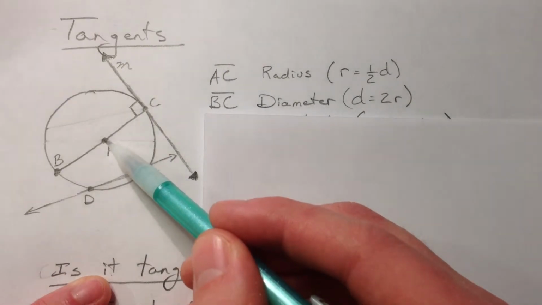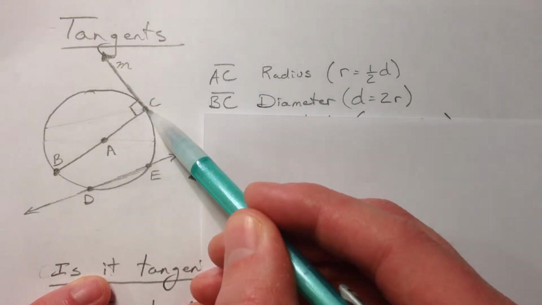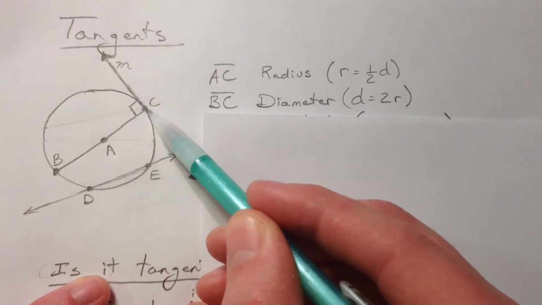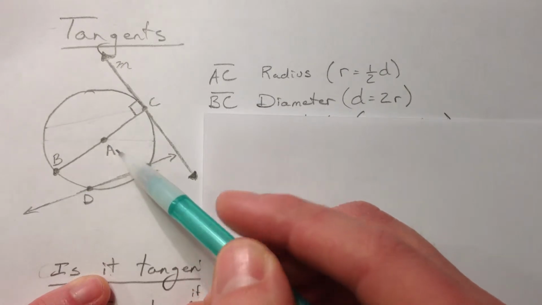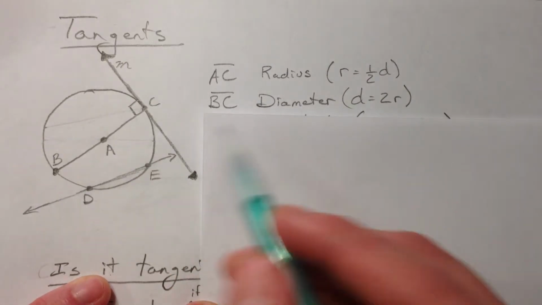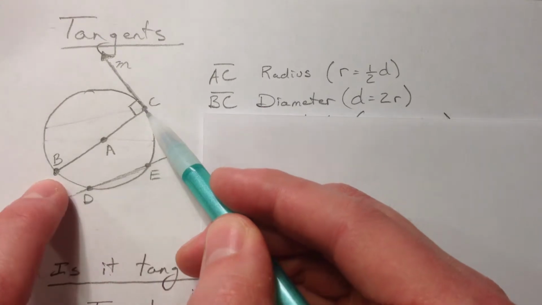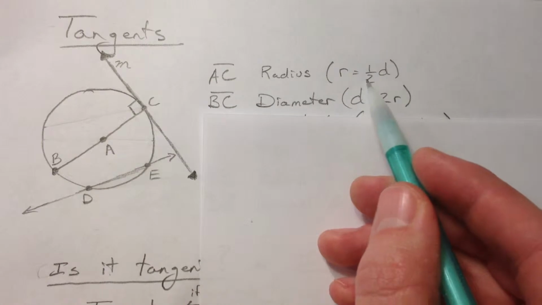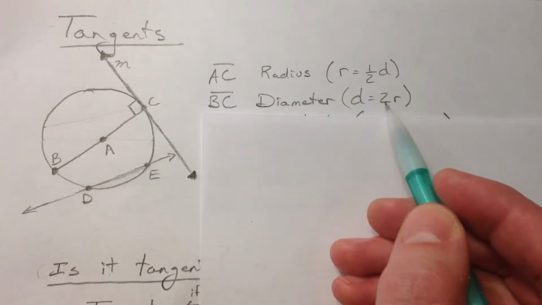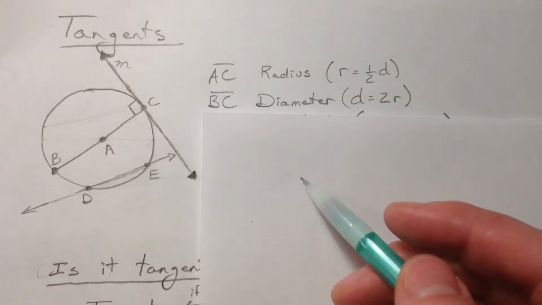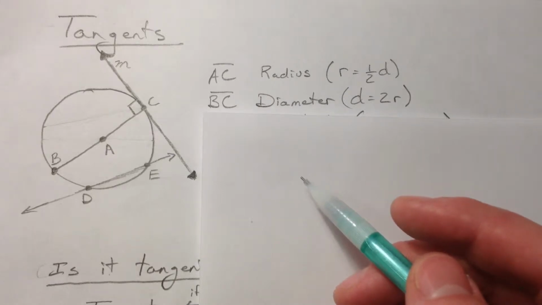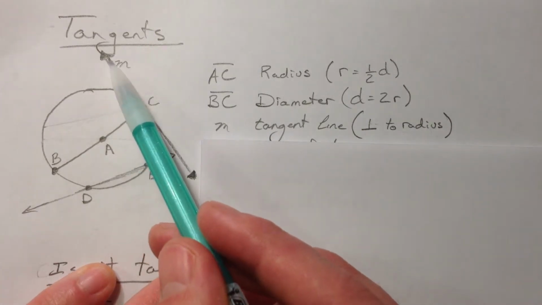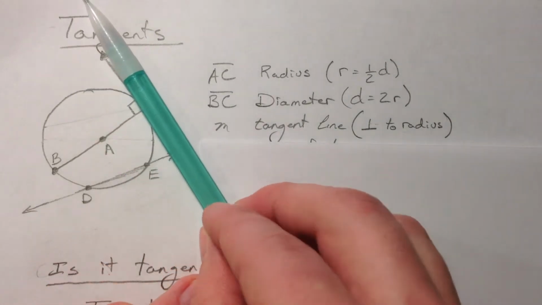So AC is just from the center to the circle, and the diameter is a segment that goes all the way across the circle and includes the center. The diameter is always twice the radius, because the radius is halfway across. So the radius is always half the diameter, or the diameter is always twice the radius. I'm not going to spend too much time on that, like if the radius is 2, then the diameter is 4. M, right here, is called a tangent line.